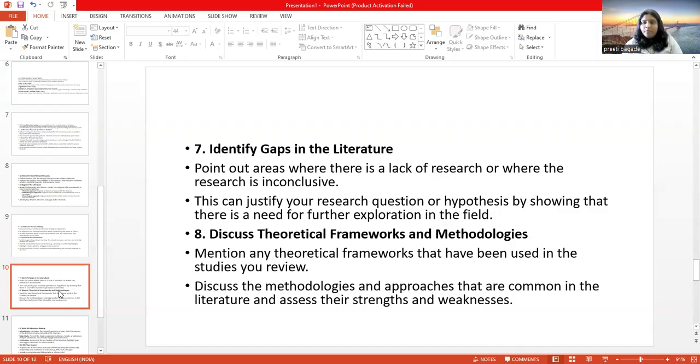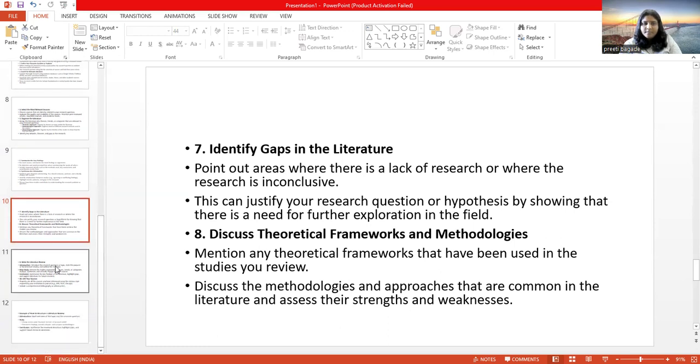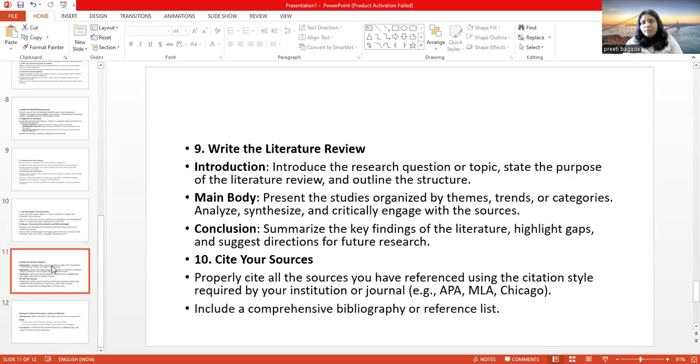Mention any theoretical framework that has been used in the studies you review. Discuss the methodologies and approaches that are common in the literature and assess their strengths and weaknesses. Then the ninth step is write the literature review. So for writing a literature review, this is one of the summaries. In this slide, I mentioned only the summary for writing a literature review.